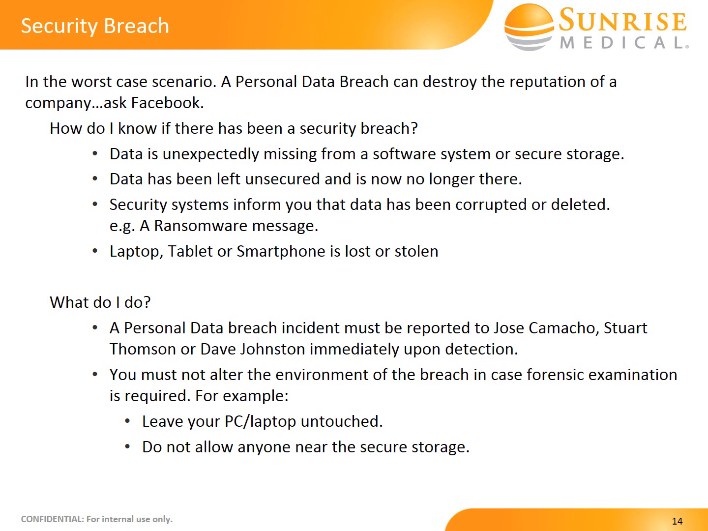So how do I know if there's been a security breach? So a couple of examples here. Data is unexpectedly missing from a software system or secure storage. Data's been left unsecured. For example, you decided to go into Starbucks for a cup of coffee, left some information on your seat, and now it's gone. Or security systems inform me that data's been corrupted or deleted. Well, this is a ransomware message you may get from one of your security systems. Or more likely, you might have had a theft of your laptop, your smartphone, or your tablet.